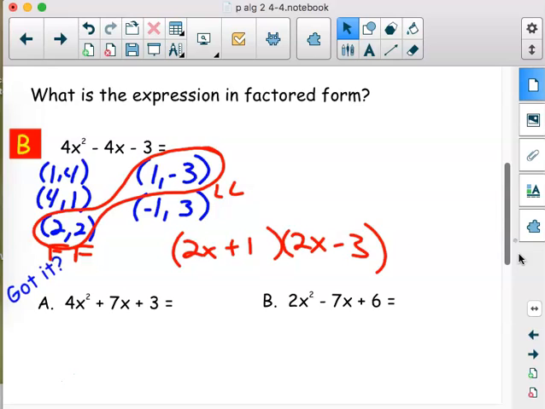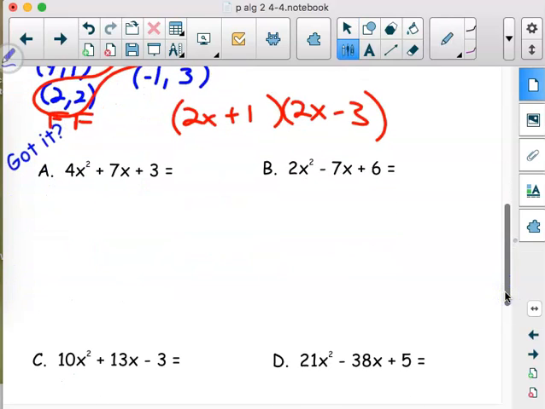All right, I need more help. Got it. A is 4x squared plus 7x plus 3. Can we take that 4 out? No. How about a 2? 2 goes into 4. No. Rats. All right, well, that means we have to do, I call this the combo factoring.